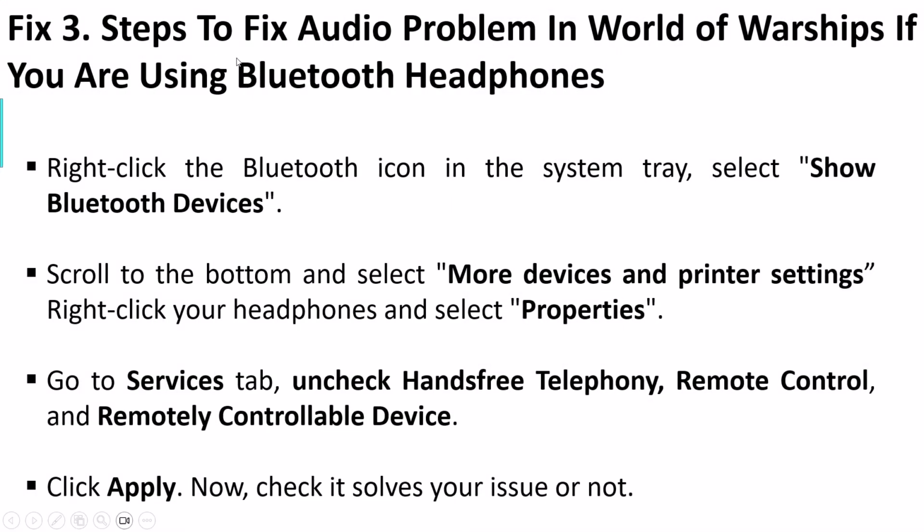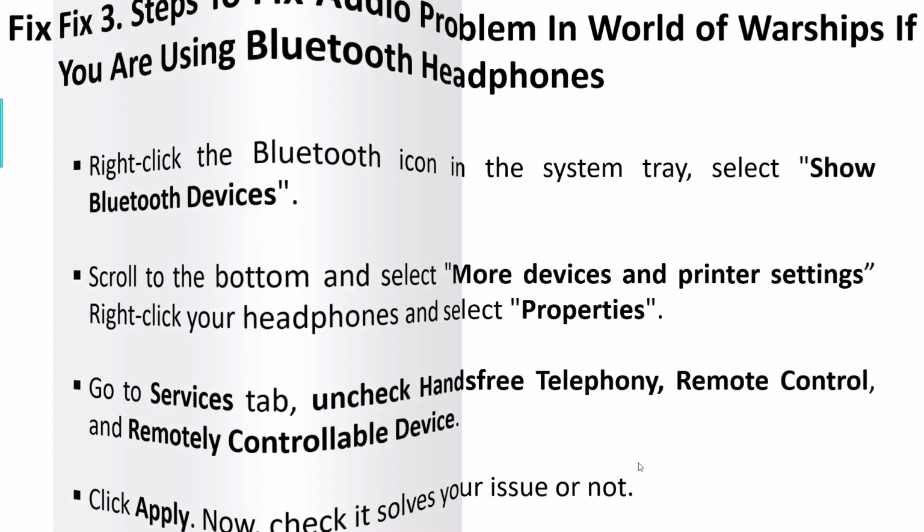Fix 3. Steps to fix audio problem in World of Warships if you are using Bluetooth headphones. So right click on the Bluetooth icon in the system tray and then select show Bluetooth devices. Scroll to the bottom and select more devices and printer settings. Then right click on your headphones and select properties. Then go to the services tab and check hands-free telephony, remote control and remotely controllable device. And then click on apply and then check if your problem is fixed or not.